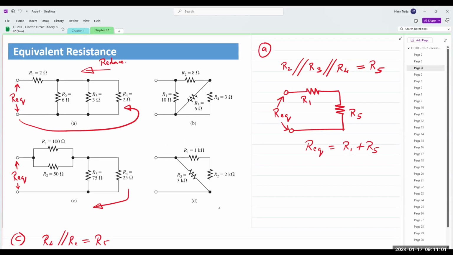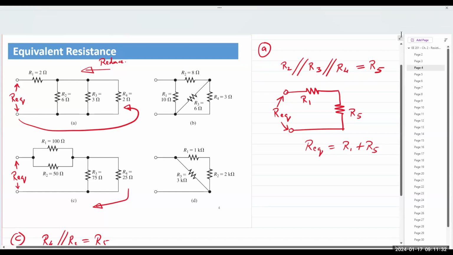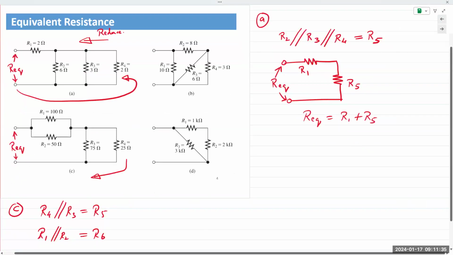Did you look at B and D? Except that the resistor is drawn diagonally on the schematic. It is in series and parallel. Okay, so as always, if you want to find REQ, total equivalent resistance between any two pairs of terminals, you always start at the farthest end. So in example B, if we start at the farthest end, what do we see?